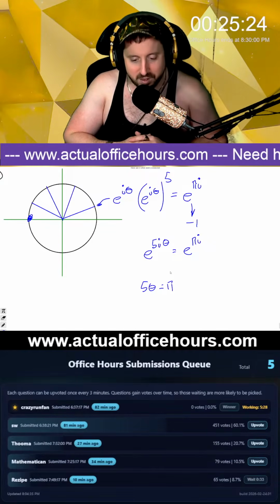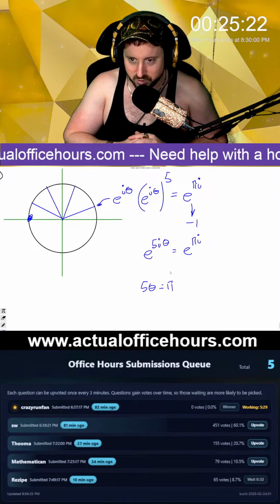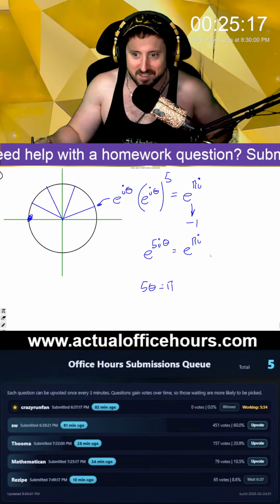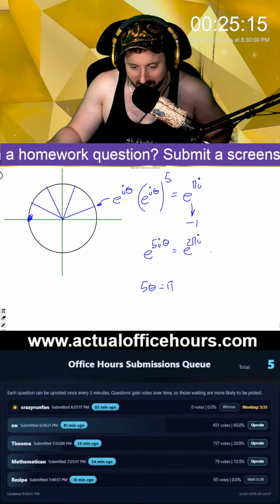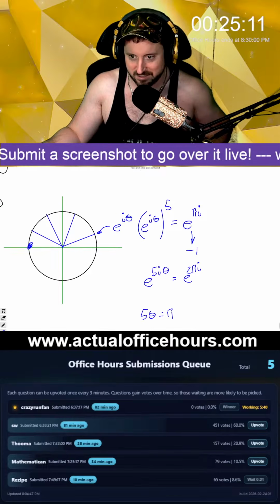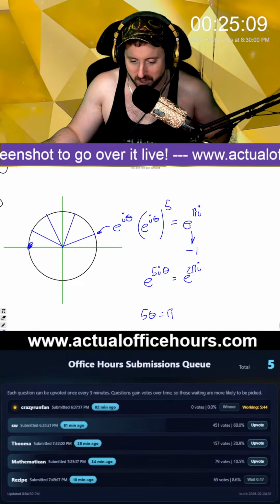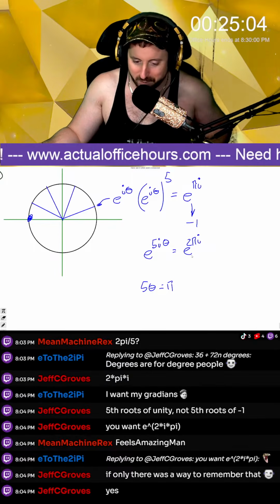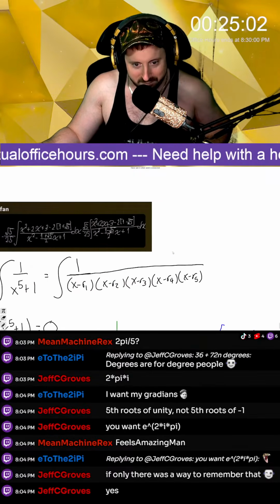I'm just trying to understand, because I know in complex analysis we do this. I'm just trying to remember. If only there was a way to remember that. Okay, so this is equal to e to the 2 pi i. Sure. I wanted it to equal -1. Y'all saying it should just equal 1. Why can't I just have it equal -1 though? Isn't that the whole point?